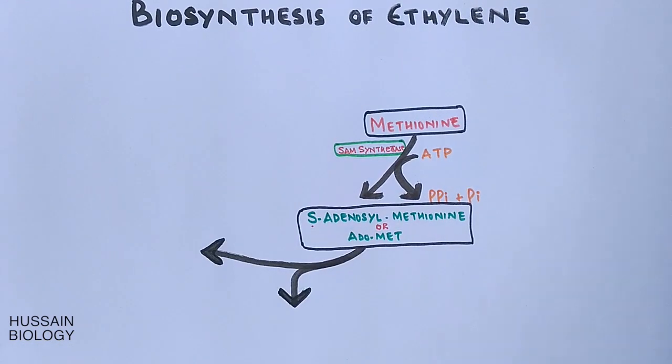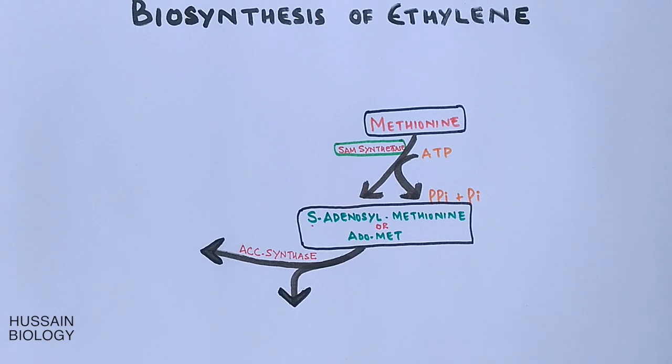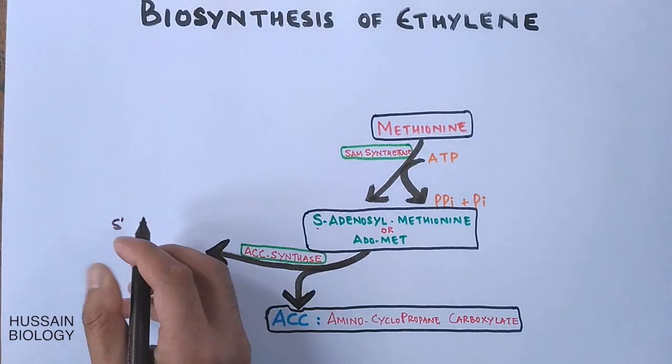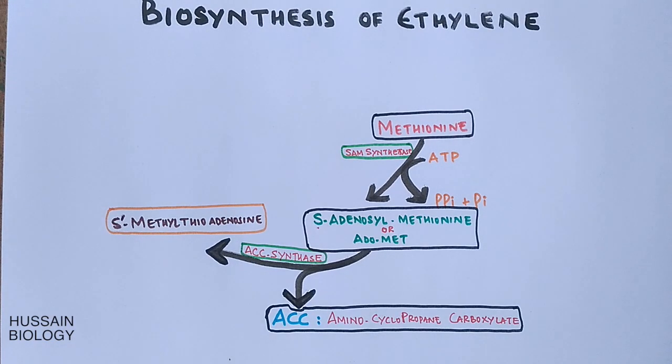After that, this ADOMET is acted upon by an important enzyme, ACC synthase, aminocyclopropane carboxylate synthase. And this reaction bifurcates into two ways, thereby yielding two different molecules. First we get ACC, aminocyclopropane carboxylate, and the second product of this reaction is 5-methylthioadenosine. This 5-methylthioadenosine resurrects the methionine molecule.